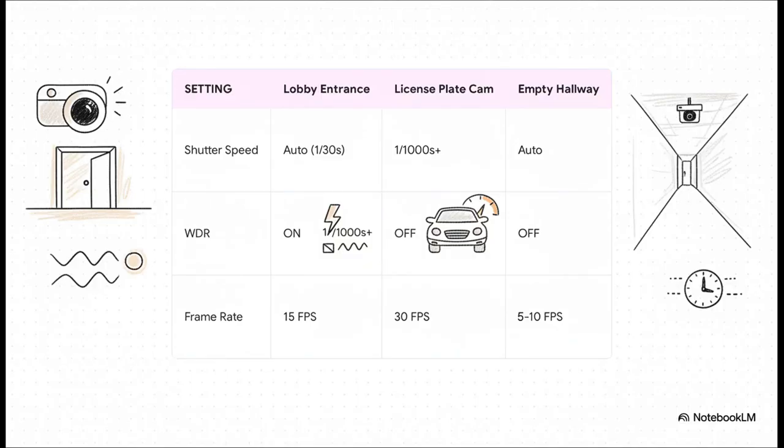So, let's bring this all home. This little cheat sheet shows you exactly how to set up your cameras for 3 really common scenarios. For that lobby entrance, you want WDR on and a standard 15 FPS. For that super important license plate camera, you need that blazing fast shutter, WDR turned off, and maybe even a higher frame rate to make sure you get the shot. And for that boring, empty hallway, you drop that frame rate way down and save all that valuable storage space.